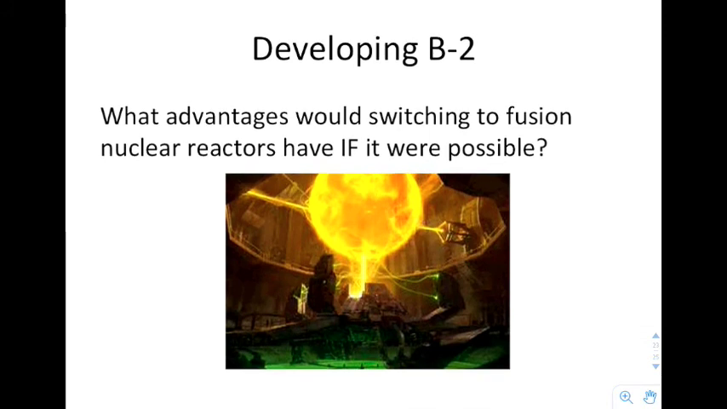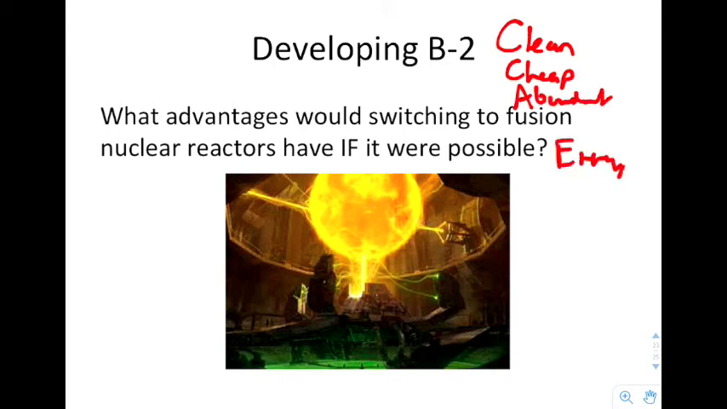Next, it says, what advantages would switching to fusion nuclear reactors have if it were possible? You would have clean, cheap, abundant energy. And the reason why is you can take any hydrogen, and hydrogen is present in water, it's present in hydrocarbons, it's present in just about anything.